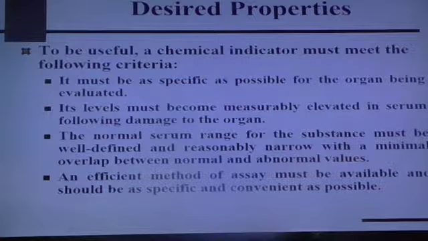Now also, you've got to have a normal range established. If you don't have a normal range, can you interpret anything from your results? And those normal ranges have to be in the particular species you're dealing with, and very often also within the age range you're dealing with. Also, you've got to have a very efficient method of assay, and it must be available and as specific as possible for you. And what else does it usually have to be as far as price? It's got to be reasonably priced, okay?